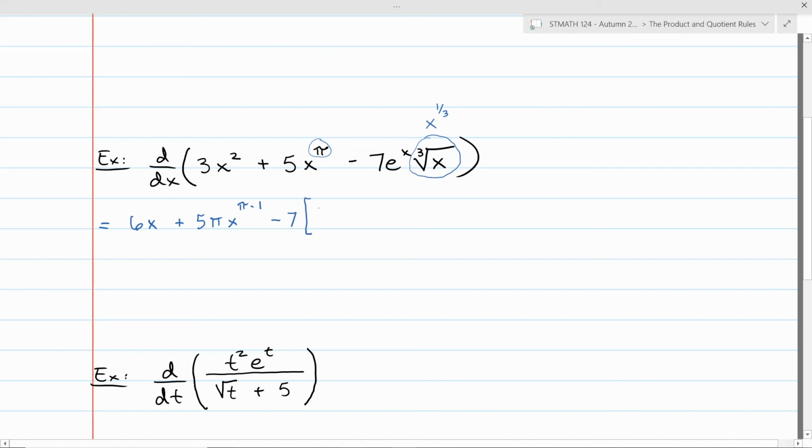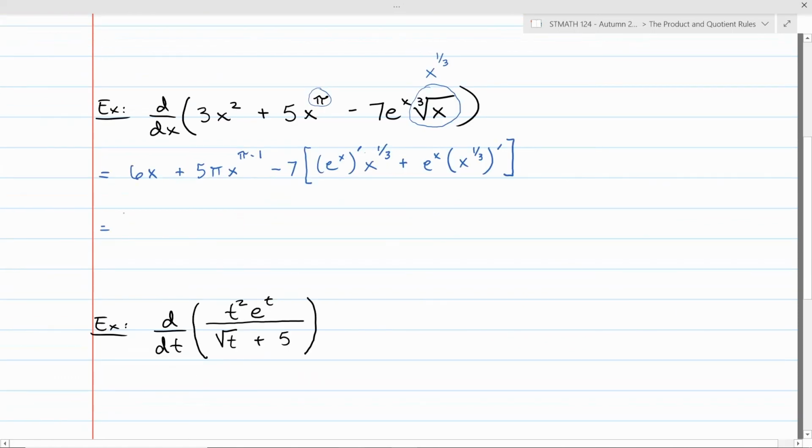So product rule says take the derivative of the first term, leave the second term alone. I'll just write it as x to the 1/3. And then you do plus, then you leave the first term alone, and then you multiply times the derivative of the second term. So now I just need to compute those remaining derivatives that came up because of the product rule. So I'll just copy these first two terms down exactly as they were. We were done with those. Okay, derivative of e to the x is e to the x. I still have that x to the 1/3 there.